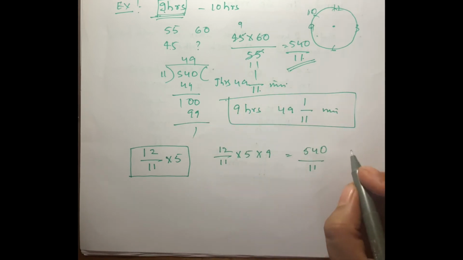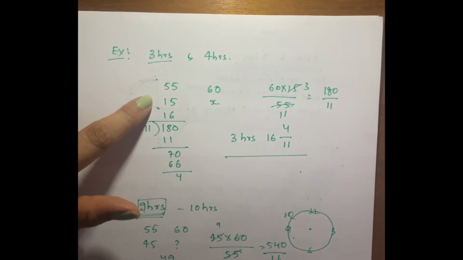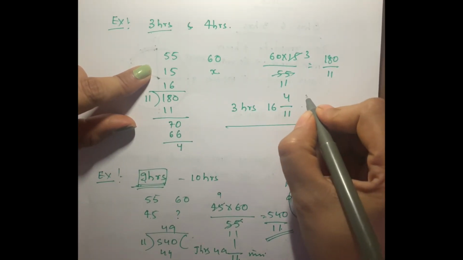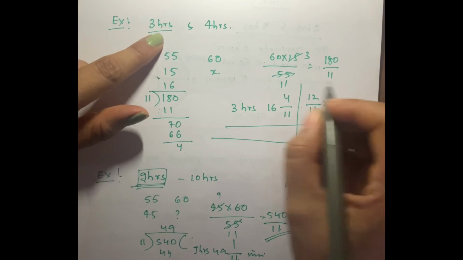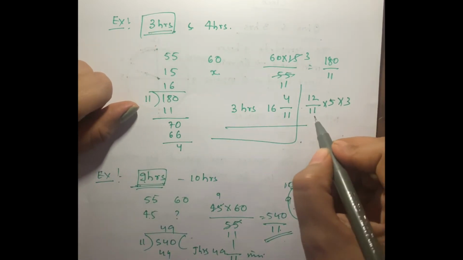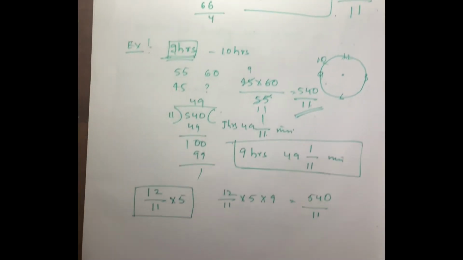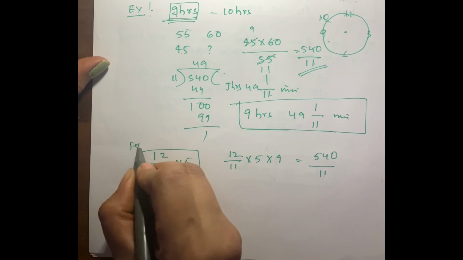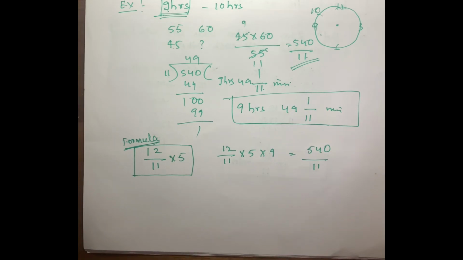Again, when you divide it, you will get 9 hours 49 minutes 1 by 11. Or if you consider the previous one here, 3 by 4 minutes. Apply this formula here. So the formula is 12 upon 11 into 5 into how many hours? The first one you have to take into consideration, into 3. So 12 into 5 is 60, 60 into 3 is 180, 180 by 11. Again the same answer we have got. So this is the formula to find out at what time both the minute hand and the hour hand will meet in between the given time.